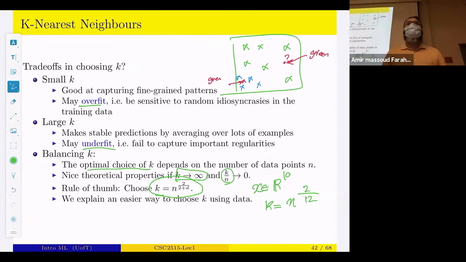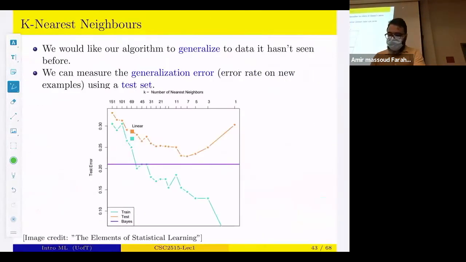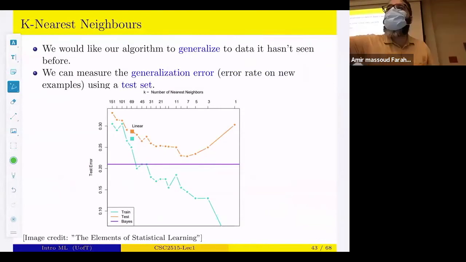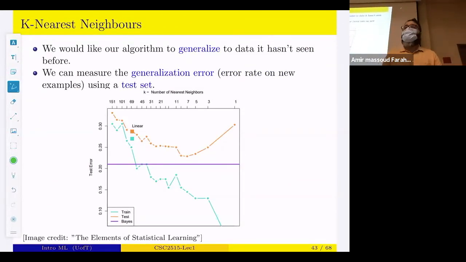Any questions so far? Okay. So the idea here is that we want to choose an algorithm that generalizes to data that it hasn't seen before. So this is the whole idea in machine learning.